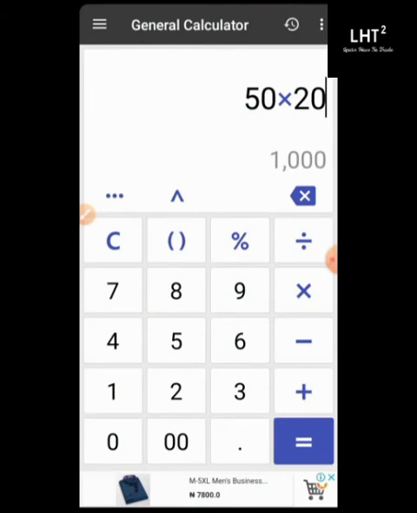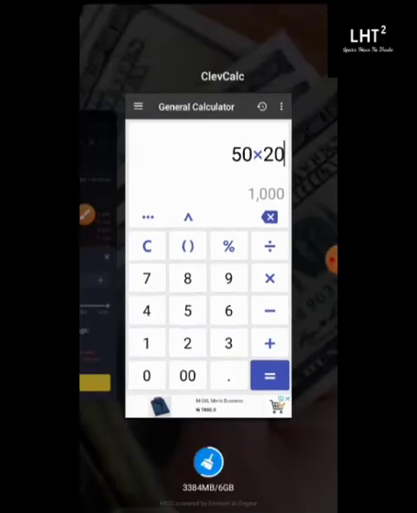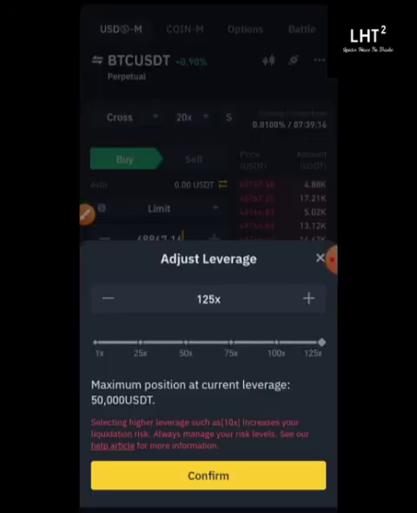That's basically everything you need to know about leverage.